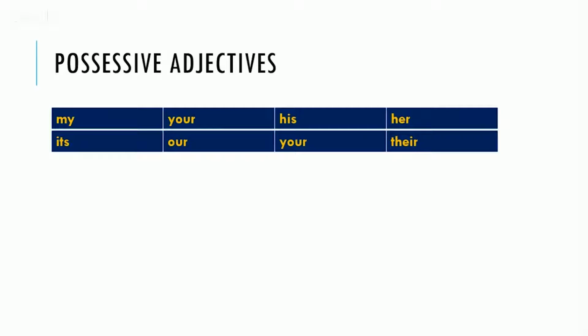So my vacation. My vacation is mi vacación, right? My is a possessive adjective. It shows that the vacation belongs to me. If we move on to the next one, we have your car. Your is a possessive adjective. It describes the car as belonging to you.